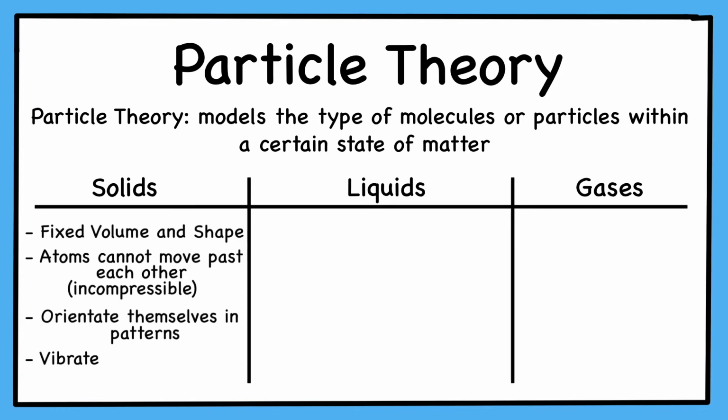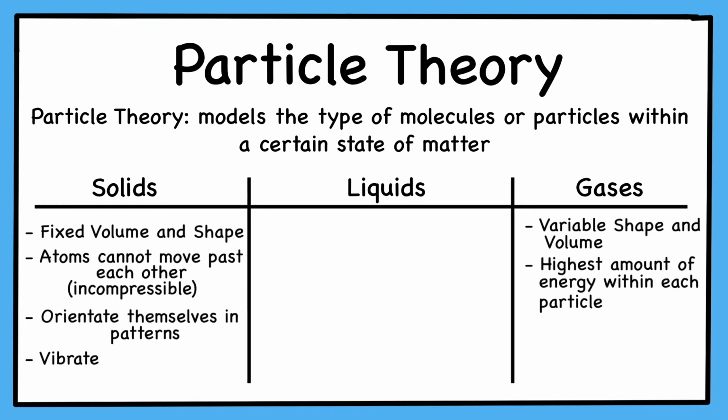Gases have molecules that are spaced far apart, so they're not really bound to one another. Because of this, they take the volume of whatever container they're in. Gas particles arrange themselves randomly in whatever container they're in, resulting in gases not having a fixed shape. Out of all the states of matter, gases have the fastest moving particles, thus they have the highest amount of energy within each particle.